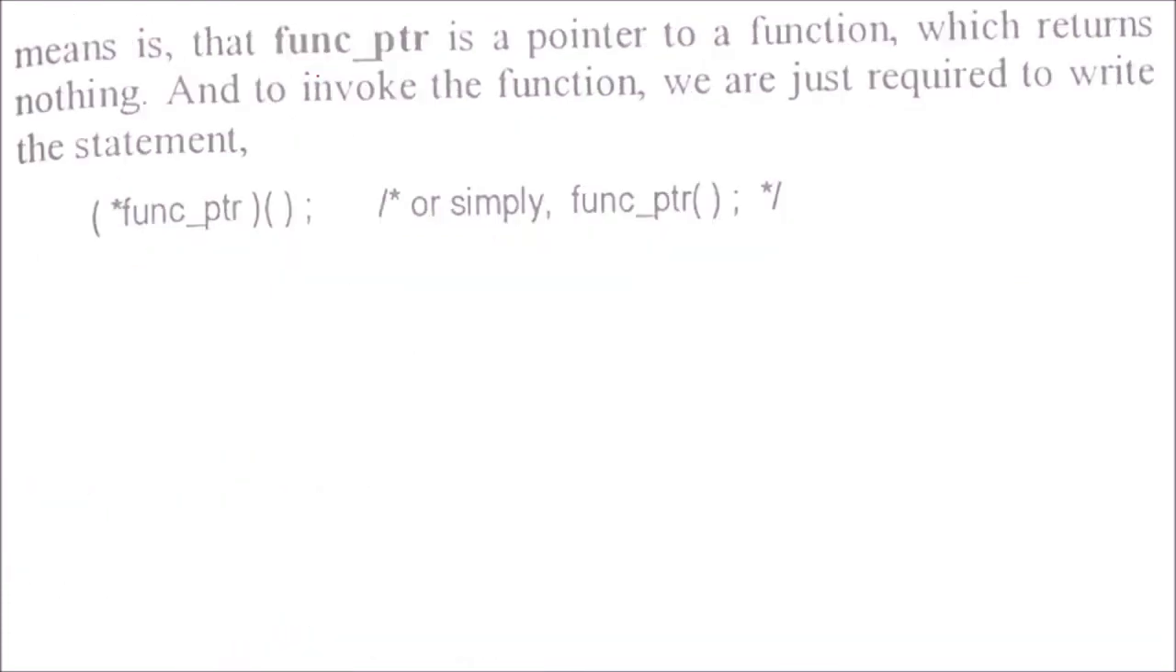I hope you got the idea. This function pointer is a pointer to a function which is returning nothing. That is why we have used the void. And how to invoke the function? We are just required to write this statement. We have known why we placed it inside the parenthesis. This is simply the function pointer.